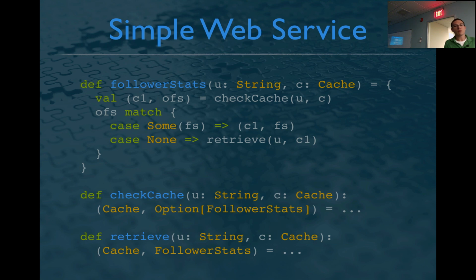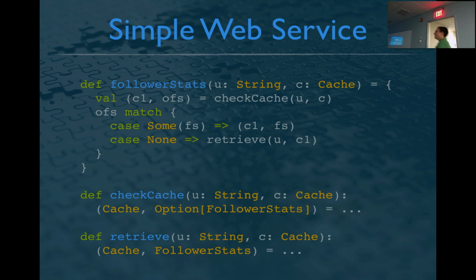And retrieve, similarly, given a user and a cache, all this one is going to do is actually make the web service request. As a result of making that web service request, we're going to return the follower stats we got back. We'll also return a cache that's already been updated with whatever we just retrieved. Okay? And then if we have those two helper functions, we can write this followerStats function.